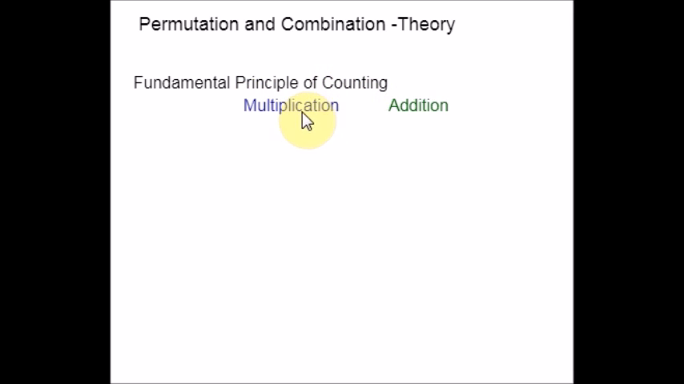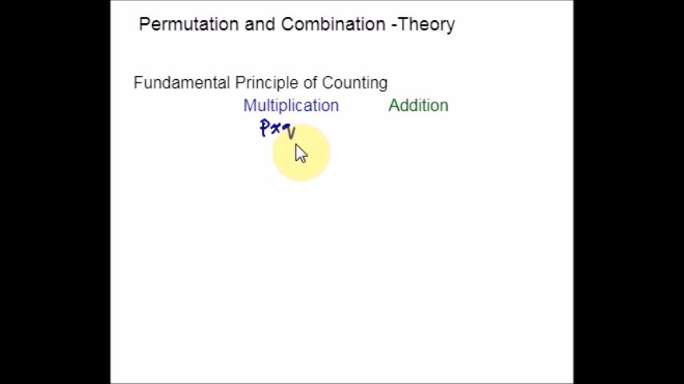This can be done in two ways. First way is by multiplication. Second way is by using addition. Let us see multiplication first. If there are two jobs such that one of them can be completed in p ways, and after its completion in any one of these p ways, the second job can be completed in q different ways, then the two jobs in succession can be completed in p times q ways. Hope you're clear with this definition of the multiplication process.